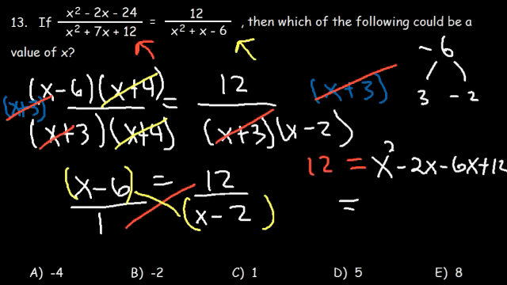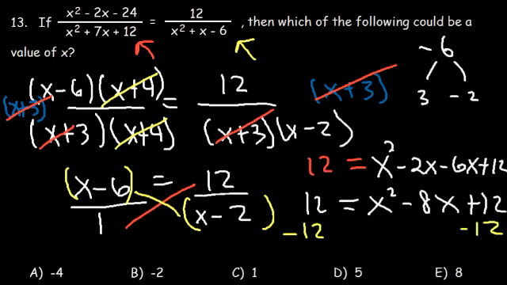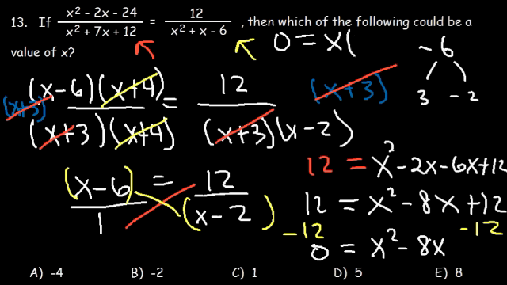So at this point, we can combine like terms. Negative 2 and negative 6 is negative 8. And now let's subtract both sides by 12. So therefore 0 is equal to x squared minus 8x. So we're going to factor out an x. So 0 is equal to x times x minus 8. And so therefore x can equal 0 and x can equal 8.